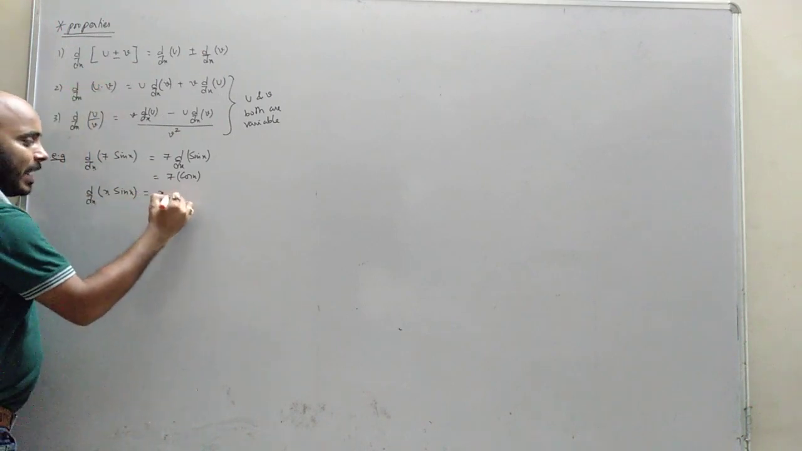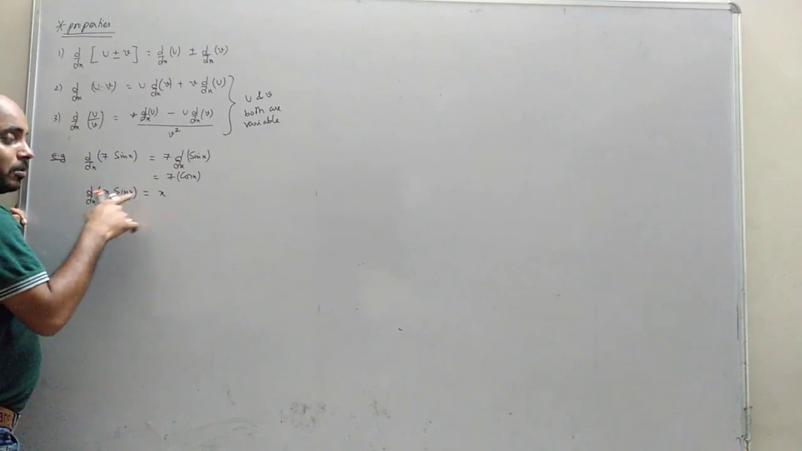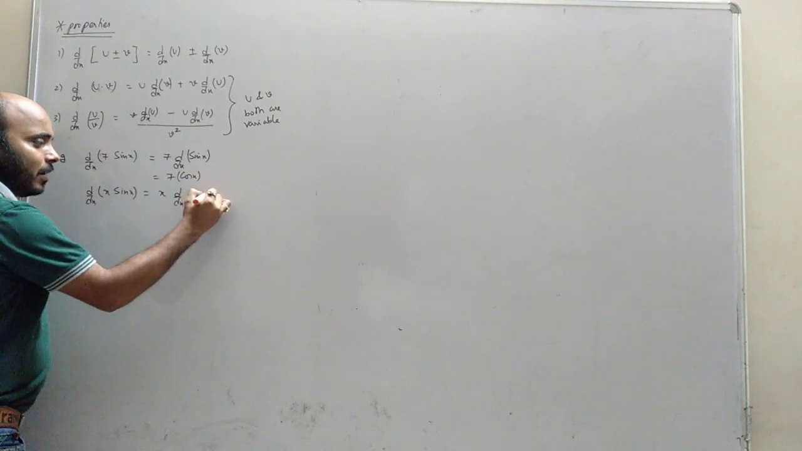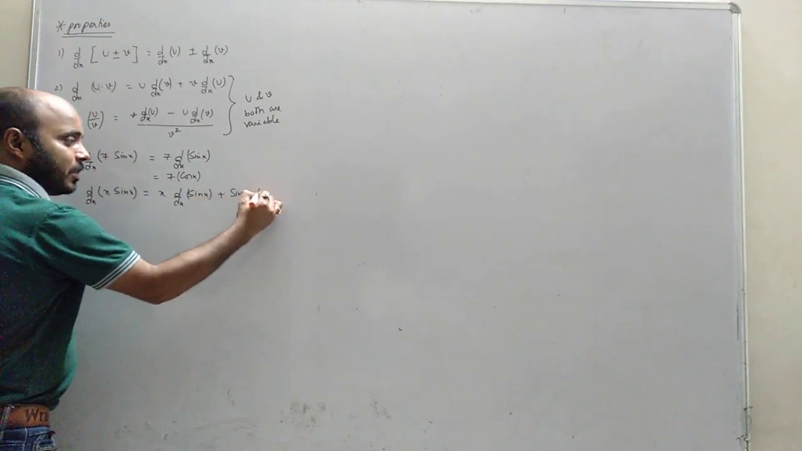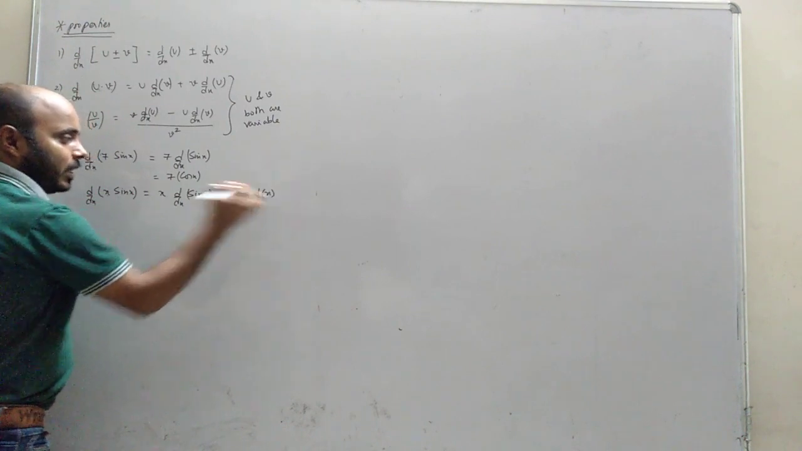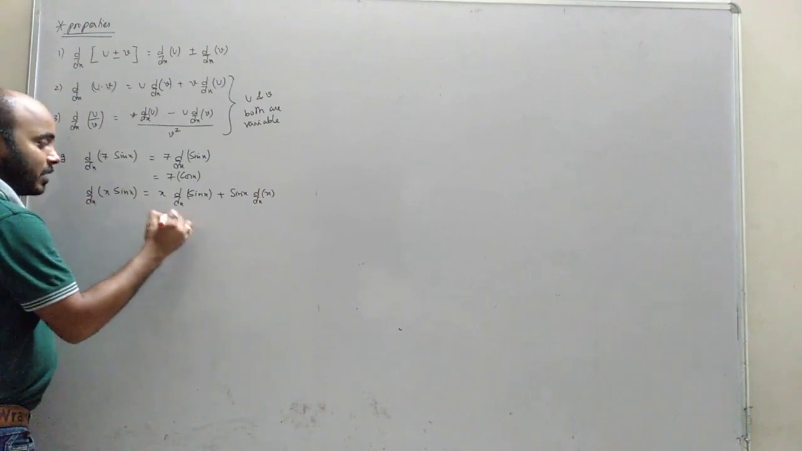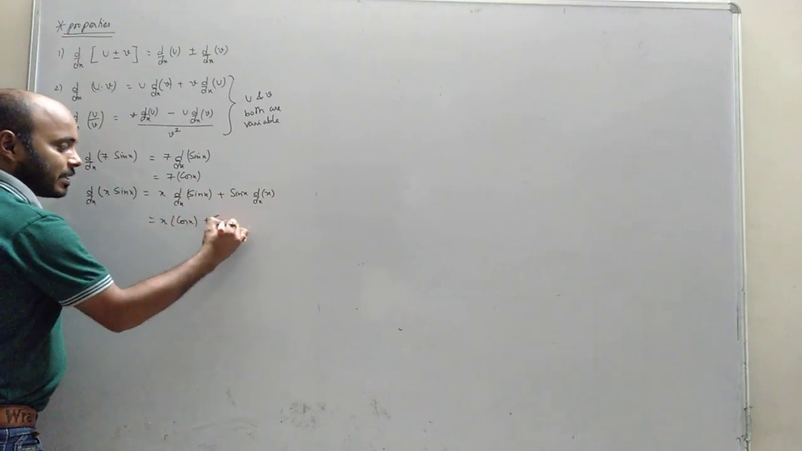So what will we do? Take any one as the first, no issue. You take x also, you can take sin also. Okay, the first one, differentiation of the second one, plus the second one, differentiation of the first one, like this. So now we are bound to use this formula u into v. Why? Because both are variables. Clear class? Okay. Now x, d/dx of sin x is what? cos x, direct formula, plus sin x.